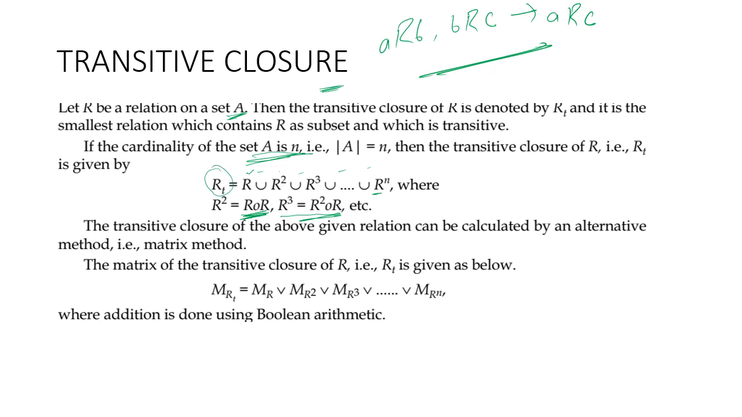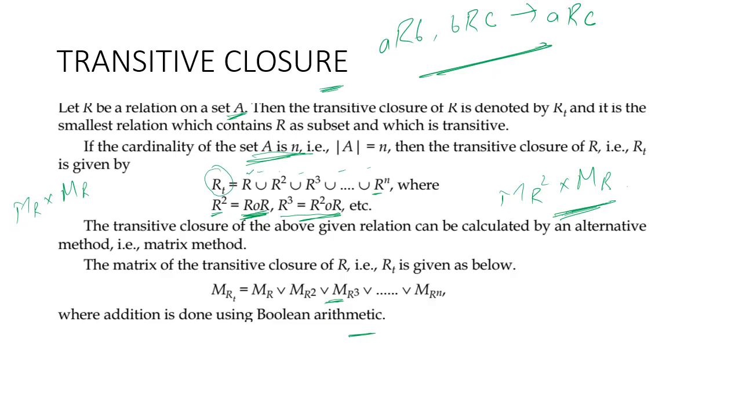Or you can create these matrices. How can you create R square? You can create R square by MR multiplied by MR, matrix multiplication. How can you create R cube? You can have MR square multiplied by MR, which will give you the relation matrix for R cube, and so on. Then you can perform the join operation of all these, and that will give you the transitive closure.